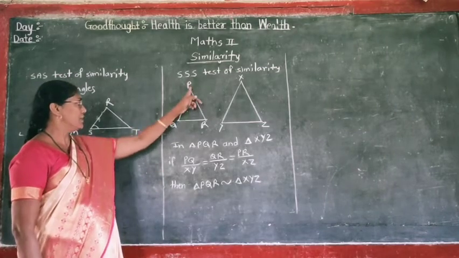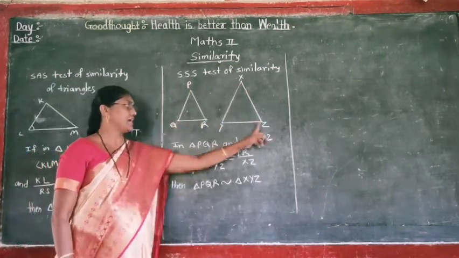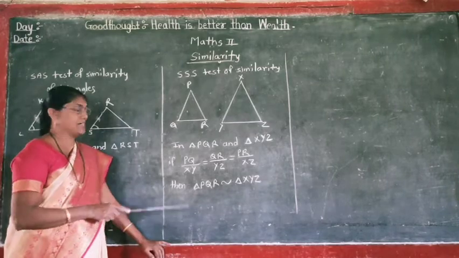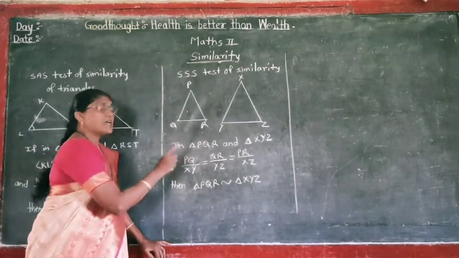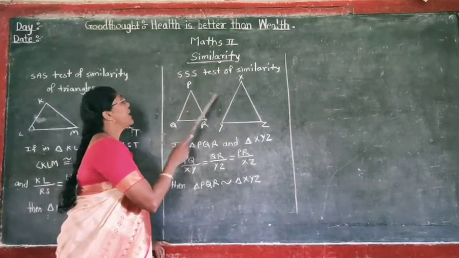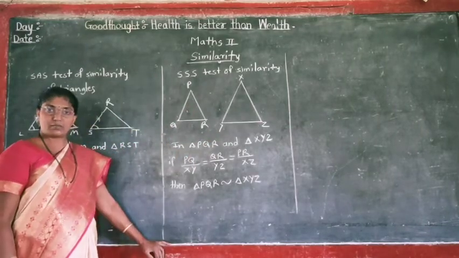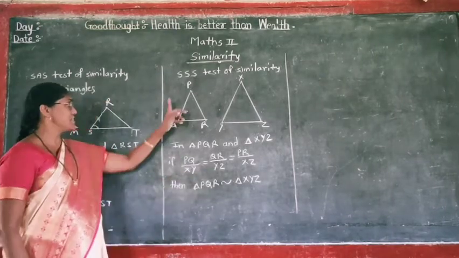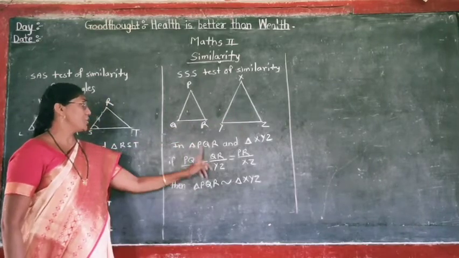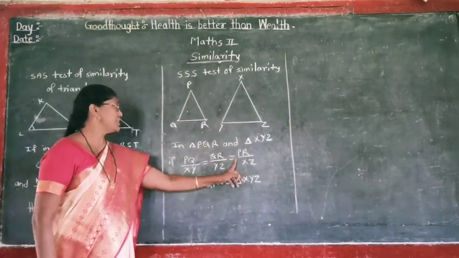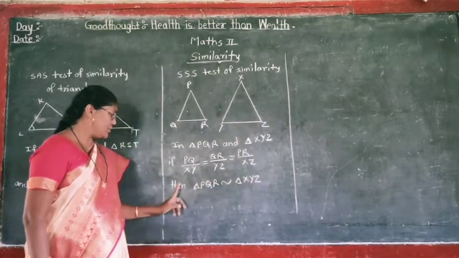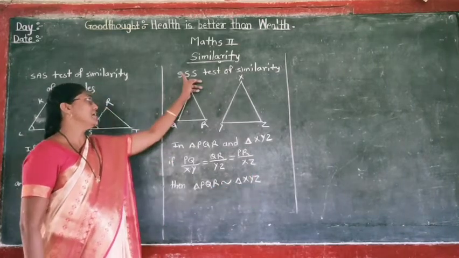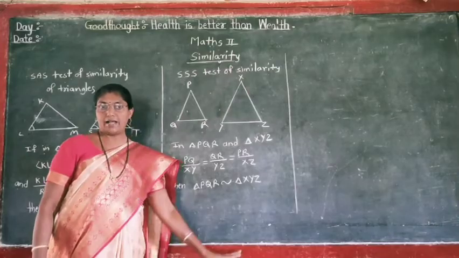In this figure, triangle PQR and triangle XYZ are given. Side PQ and side XY are a pair of corresponding sides. QR and YZ is a pair of corresponding sides, and PR and XZ is a pair of corresponding sides. Now, these pairs of corresponding sides are in the same proportion. That means PQ upon XY is equal to QR upon YZ is equal to PR upon XZ. Then we say that triangle PQR is similar with triangle XYZ by SSS test of similarity.